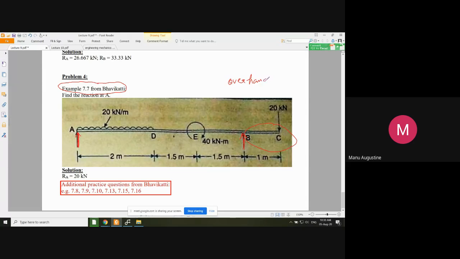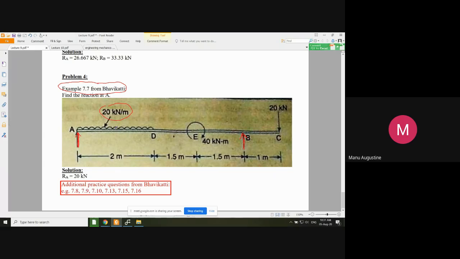Overhang कर रहा है ये support के बाहर. But it does not concern us. ये कोई बहुत बड़ी मुश्किल वाली बात नहीं है. हमको तो simple logic और mathematics use करना है. What are the loads? 20 kilonewtons per meter.